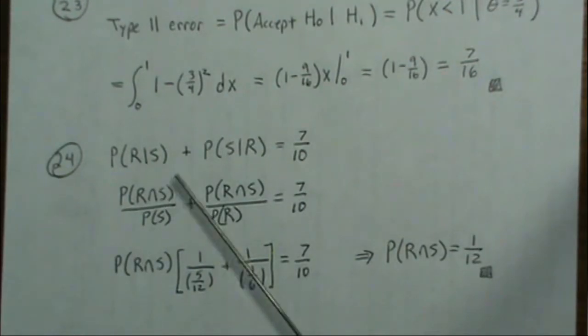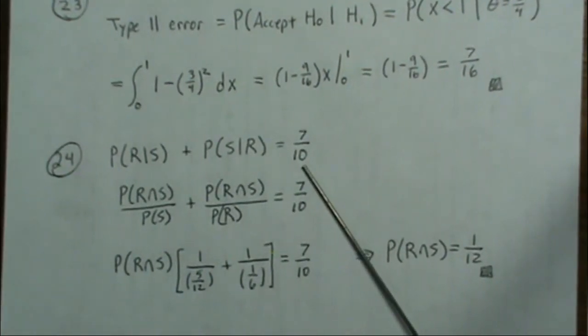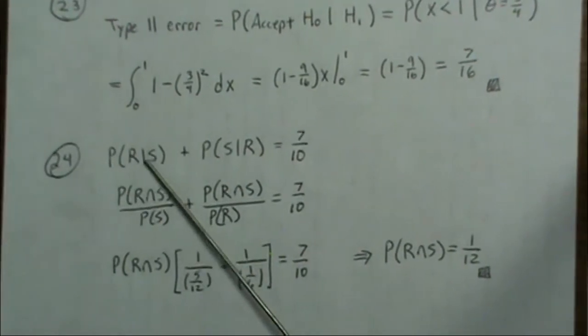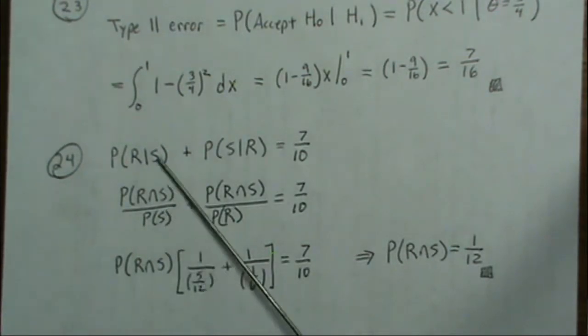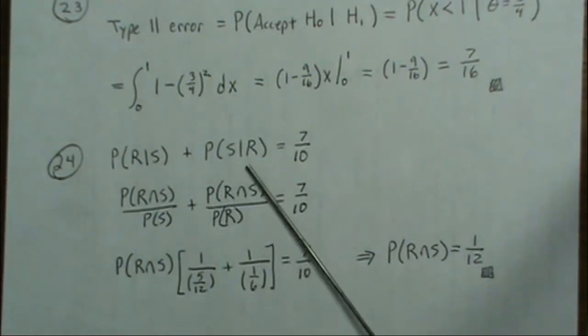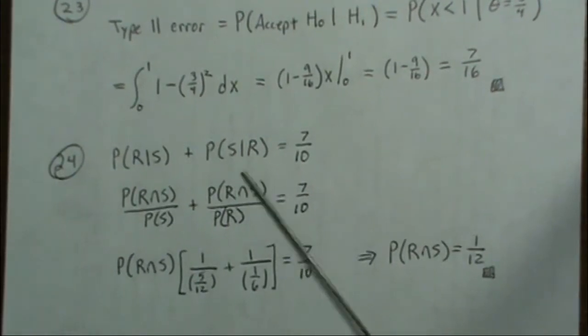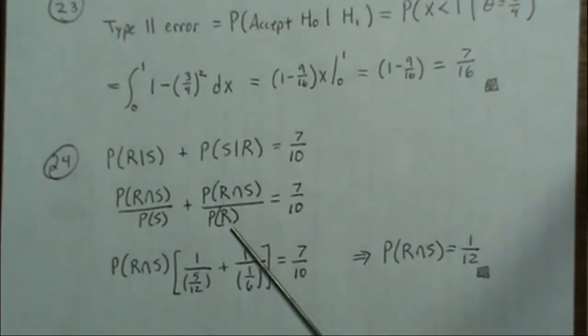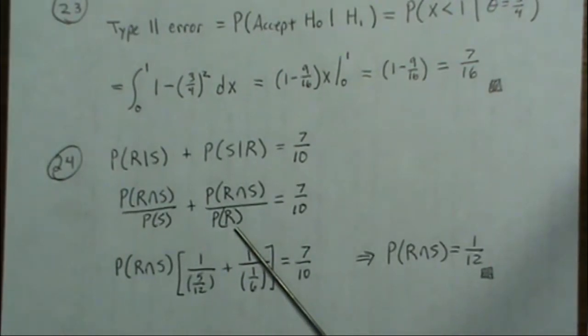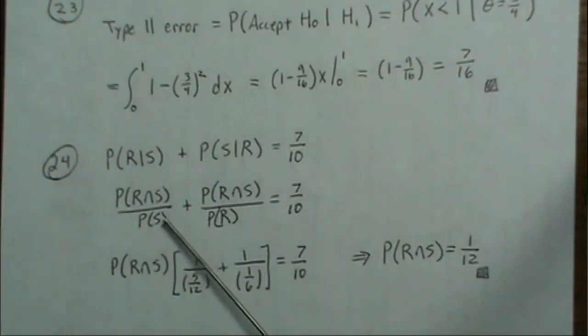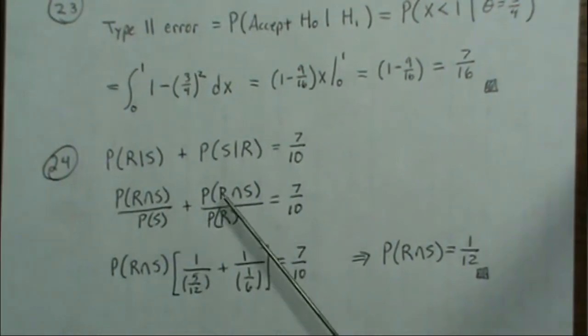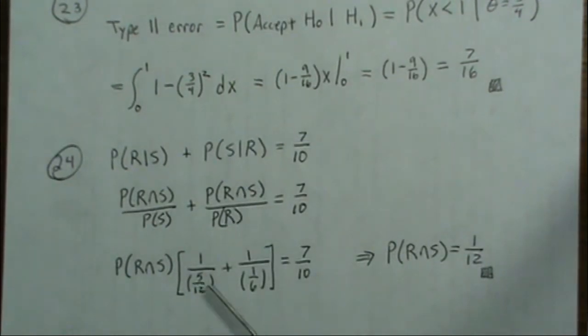We're given this equation equals 7/10, but let's rewrite each of those as R intersect S over probability of S, and this is R intersect S over the probability of R. Well, the intersection can be factored out, and then we're left with 1 over probability of S plus 1 over probability of R, which we're given. So then you can solve that for the intersection, and it equals 1/12.